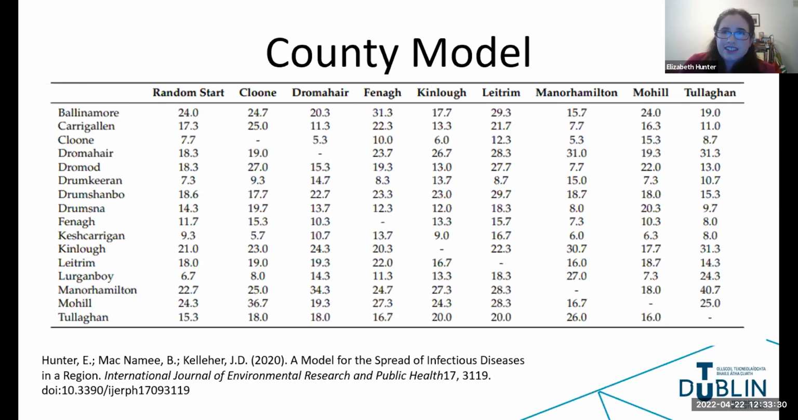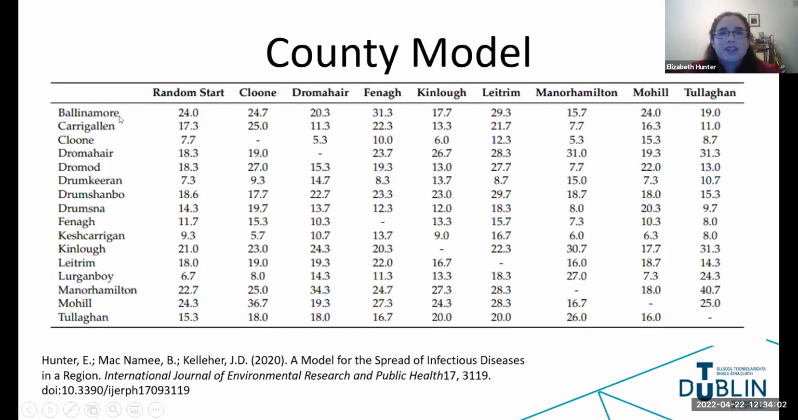The top row here, the column headings, are all the locations where the outbreak starts. So we start randomly, which means that each model run, the outbreak would start in a different town, in one of these towns here. The second column is outbreaks that only start in the town of Clune. The values here are the % of runs that lead to an outbreak in the town listed. So when we started in a random location, 24% of runs led to an outbreak in Ballinamore.